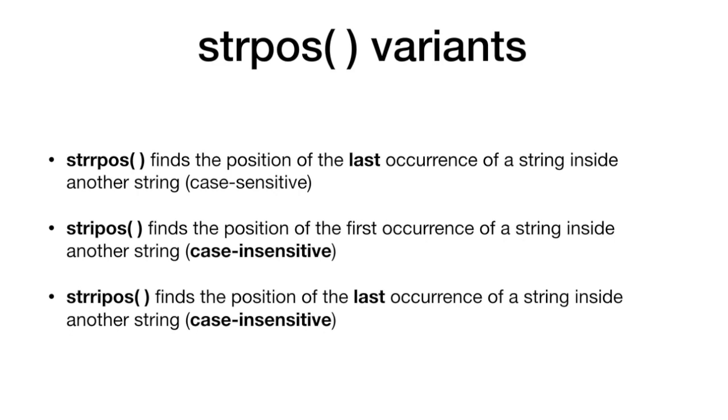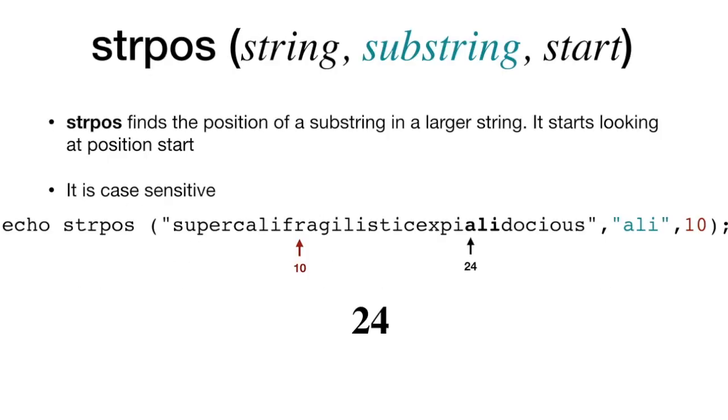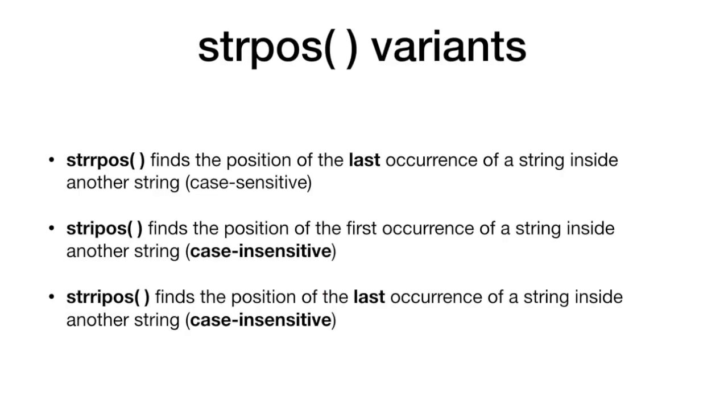Now, there are some variants of this too. So there's strrpos, or string right position, and this will find the last occurrence of the string. So it'll find the rightmost. In this case, for example, if this was strrpos, it would have found the last one rather than the first one, whereas by default, it would find the first one. stripos will find the position of the first occurrence of the string, but it's case insensitive. And strripos will find the last occurrence, and again that's case insensitive.